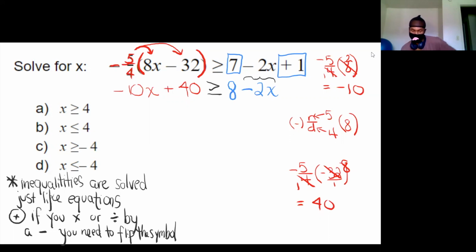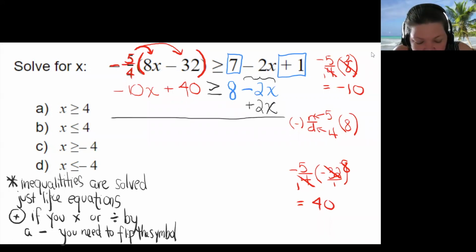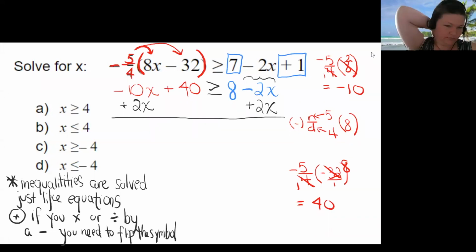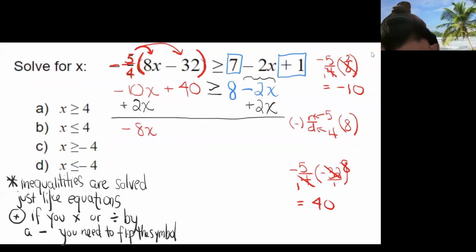Do your inverse. You add the 2x. Beautiful. And I can do whatever I want as long as I keep my balance. I do it to both sides of, in this case, the inequality. Cool. What will my new inequality be, you guys? -10x plus 2x gives me -8x. And to that, I still have that 40 that I haven't dealt with yet.